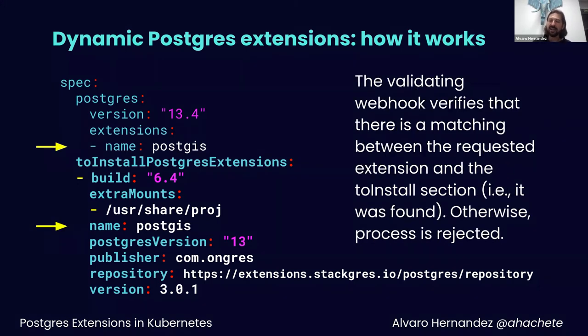Then there's a validating webhook that checks that the requested extensions, because you have expressed declaratively that you want this PostGIS extension to be present, are also present in the toInstallPostgresExtensions resolved metadata. If PostGIS were not in both the top section and the section below, then the validating webhook would reject this change, because the extension would not be available.